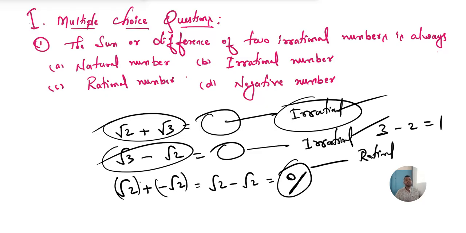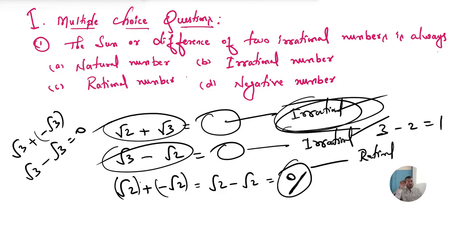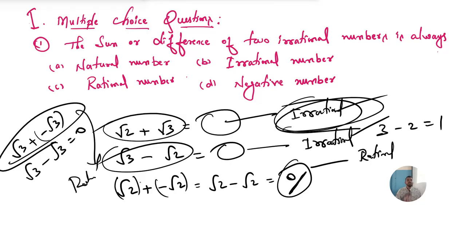0 is a rational number. If you don't get it, I'll give one more example. Root 3 minus root 3. Now for these two irrational numbers, you add root 3 plus minus root 3. Root 3 minus root 3 is 0. It means here we have two types of answers. Sum or difference of two irrational numbers is irrational, we are getting. Sum of two irrational numbers, we are getting rational also. It means both are the answers for this. Understood? But it depends upon the situation.